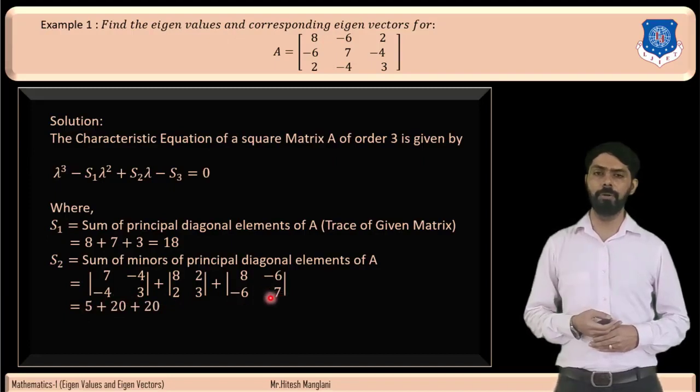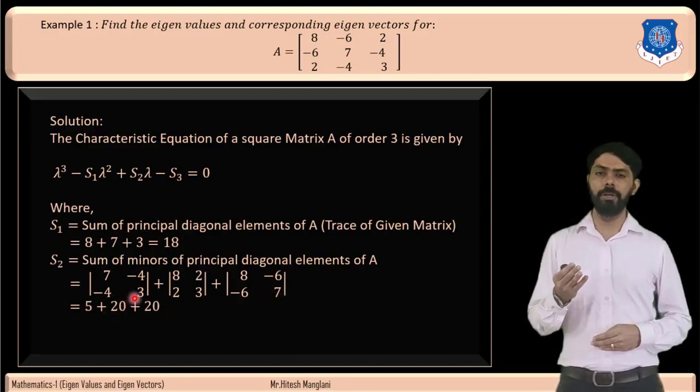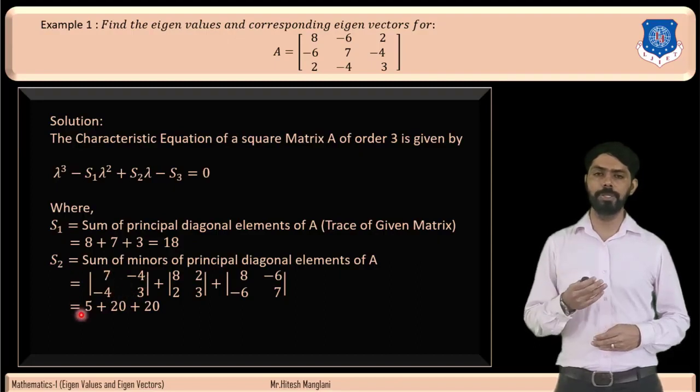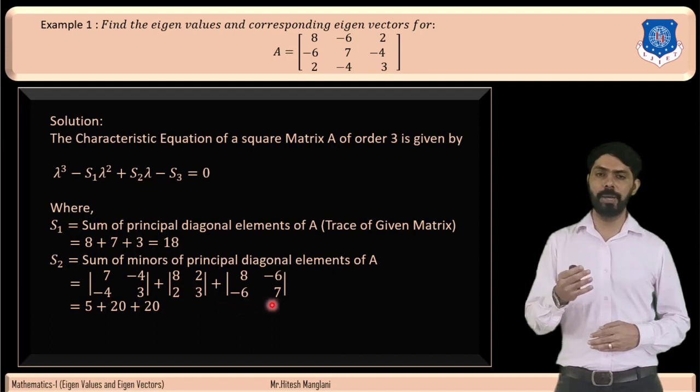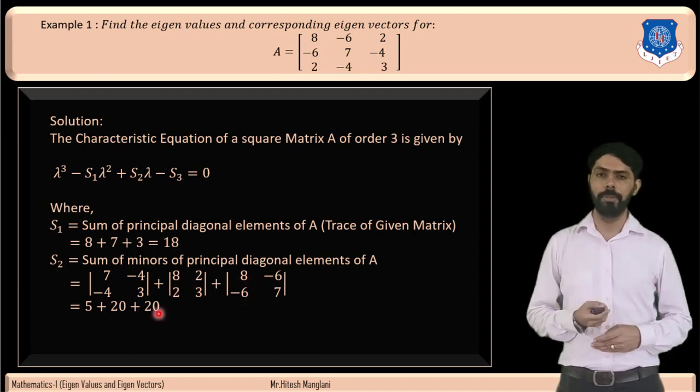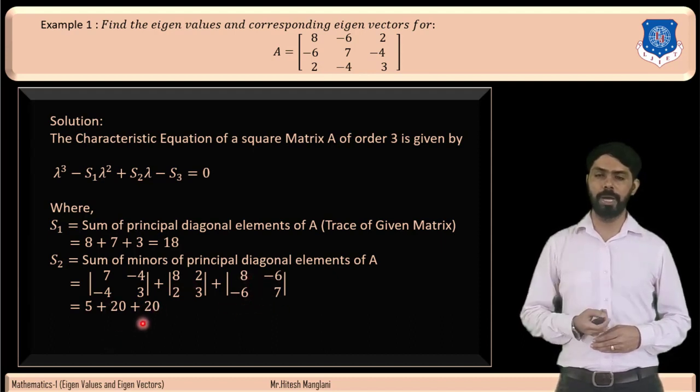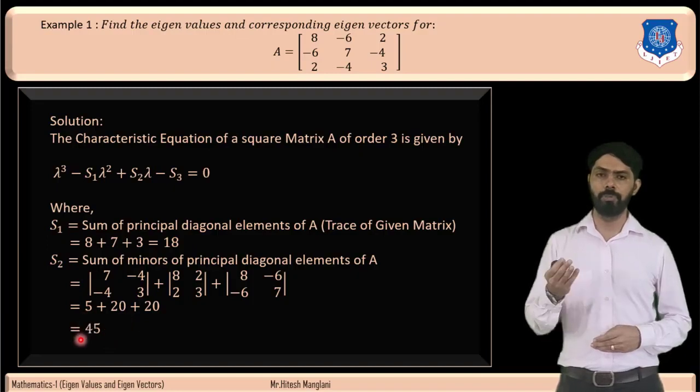Now if we take the determinants, here 21 minus 16 is 5, plus 24 minus 4 is 20, plus 56 minus 36 is 20. So 20 plus 20 plus 5 is 45. So the value of s2 is 45.